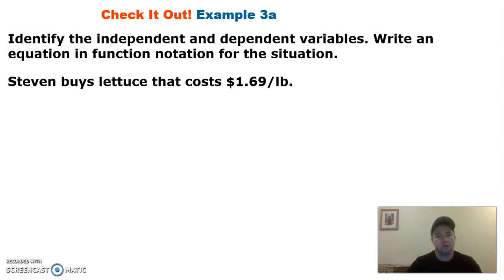So we're going to move on. Identify the independent and dependent variables. Write an equation in function notation for this situation. Stephen buys lettuce that costs $1.69 a pound. So I want you to take a minute and write down, what do you think is the independent variable? What do you think is the dependent variable? And what do you think this would be written as in function notation? Remember, you can use y equals or you can do f of x.